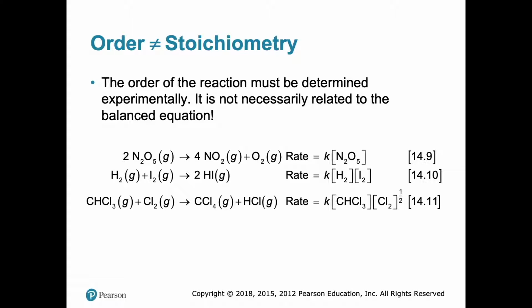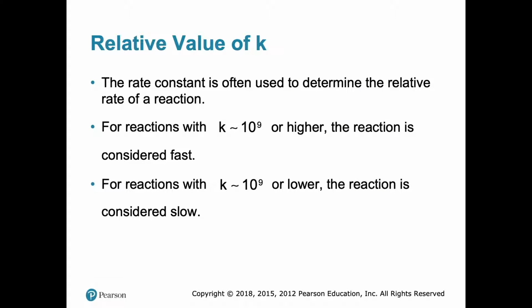So anyway, the reaction order is absolutely dependent on the rate you get when you actually do the experiment itself. Okay. And it's not always going to be the same as the coefficients. All right, so what is the relative value of K then? Well, the rate constant, K, is the rate constant, right? And it's often used to determine the relative reaction.